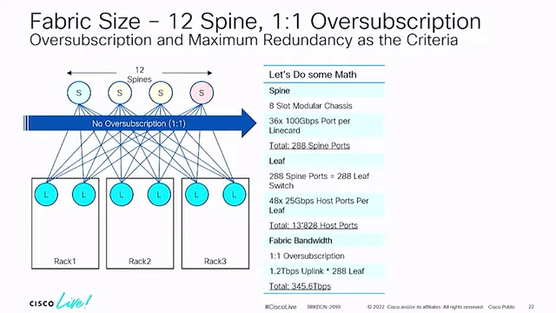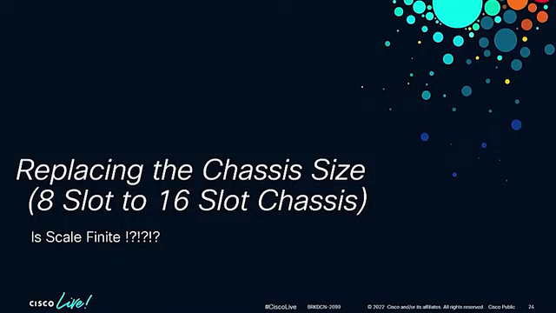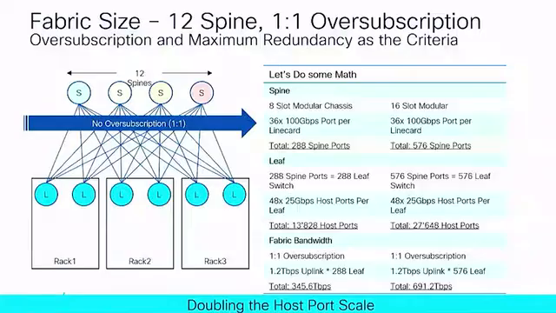So I'm here at the maximum scale of my spine as it's currently built. I hit the limit, right? I'm done. Nothing more. Because I have 288 ports, I cannot put something on top of it when I have 288 leaves. I don't have any ports left. So what can I do when I want to go further, when I want to go beyond these 13,000 ports? And that's using a 16-slot chassis. With the 16-slot chassis, we're going to have 36 ports there.